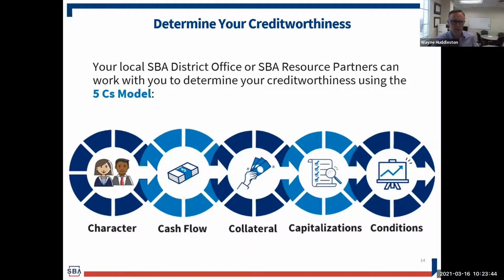They're going to look at your character, and that character is determined by a lot of different things, not only your credit score, because it shows whether you have a history of paying back your debts, but also every interaction that you have with a lender. If you say you're going to provide information and you don't, or you are a no-show on a meeting with a lender, or your reputation in the community is bad, they're going to look at all those things during the process.